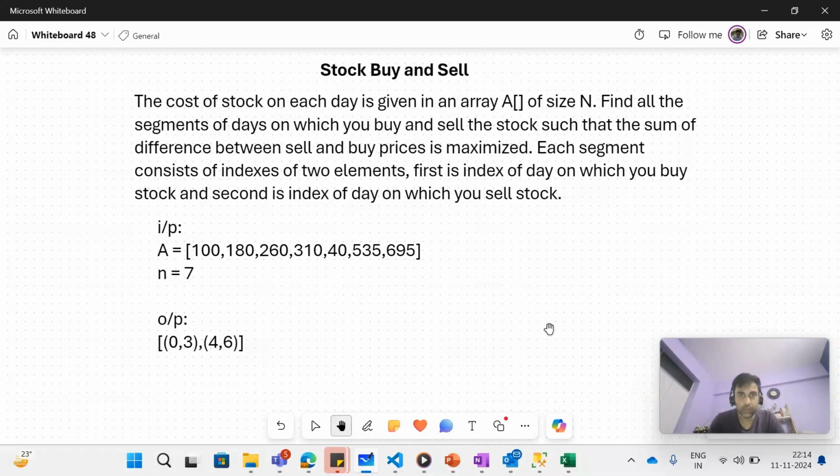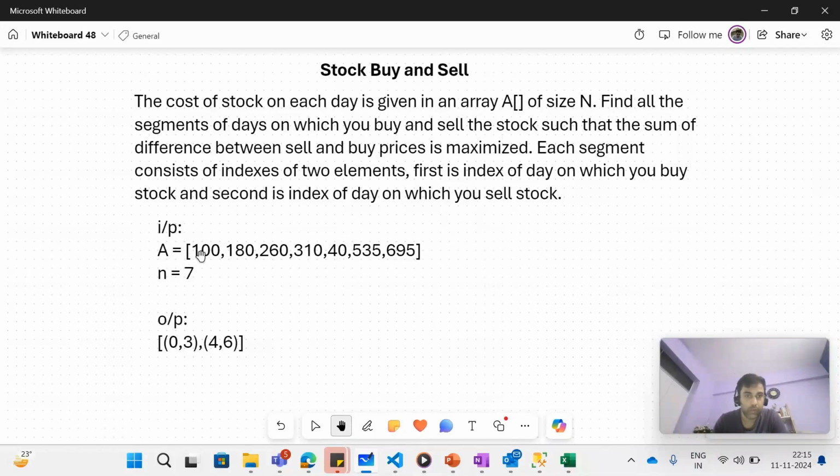All right, so let's see this question now, stock buy and sell. In this question, we are given an integer array, A, and we are given the length of that particular array, N. This array contains the prices of a given stock on a series of consecutive days.